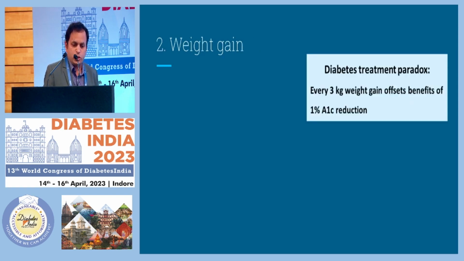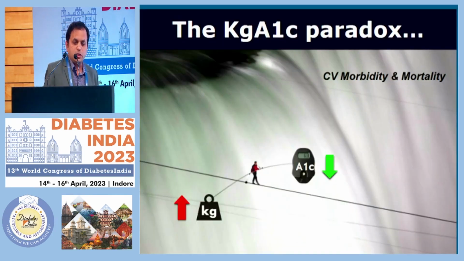The second challenge they usually encounter is weight gain. It is known as the diabetes treatment paradox. Insulin is an anabolic hormone, so patients on insulin tend to gain weight. Every 3 kg of weight gain offsets the benefit of 1% reduction in HbA1c, what we call the kg-A1C paradox.